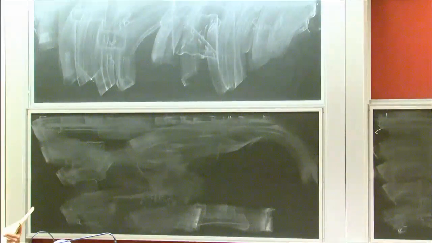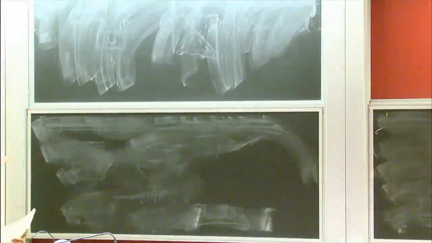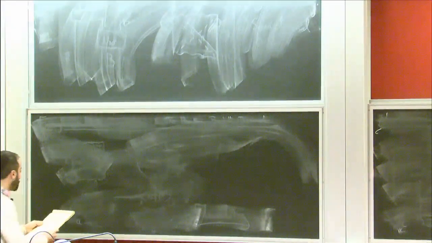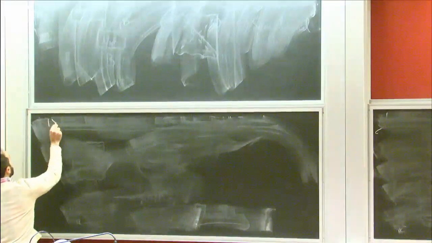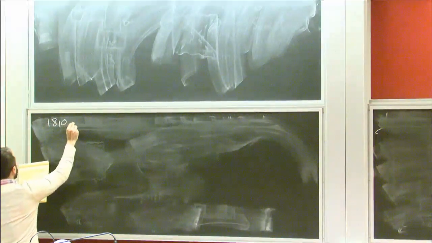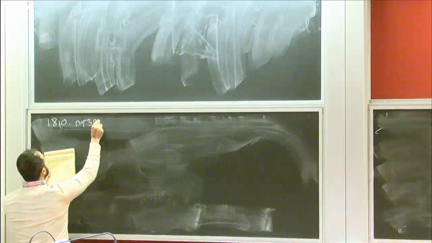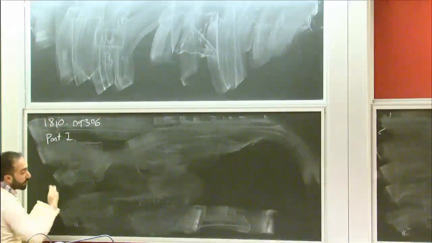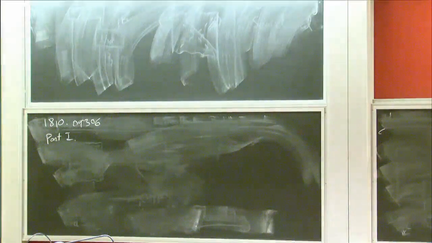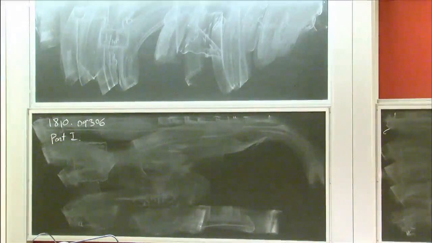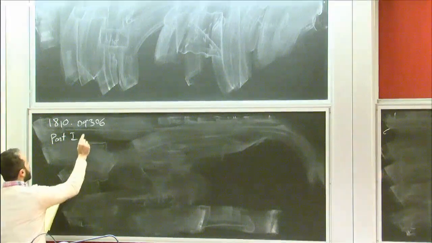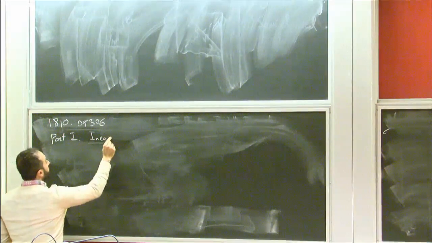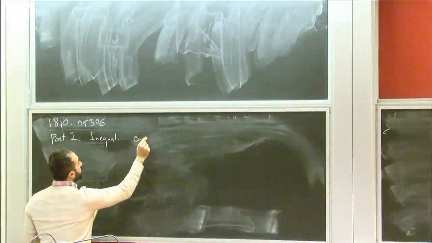So I'll try to reverse the logic, go from the end to the beginning. I'll start with the inequality, and then we go back to the formal stuff. Everything I say appears in here. There are three parts to the story. In part one, I'll just talk about what is the inequality that we're finding: inequalities for correlation functions of quantum field theory.